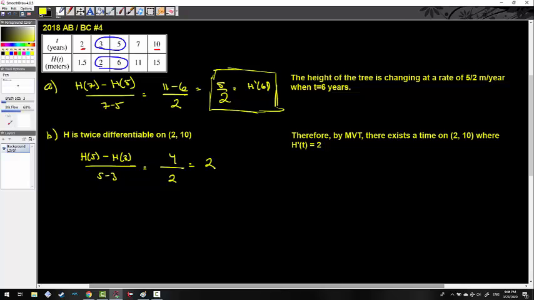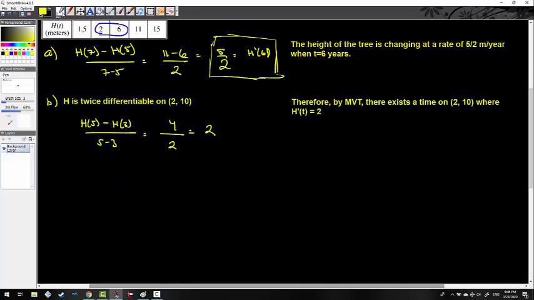Let's move on to Part C. Part C is asking us to use a trapezoidal sum with 4 subintervals to approximate the average height of the tree. Operative word here being average. Average, I hear 1 over b minus a times an integral. So from here, that's going to be 1 over 10 minus 2 times an integral from 2 to 10 of h of t dt.